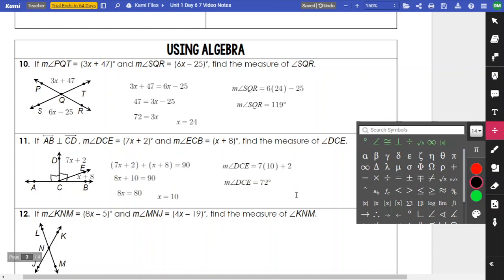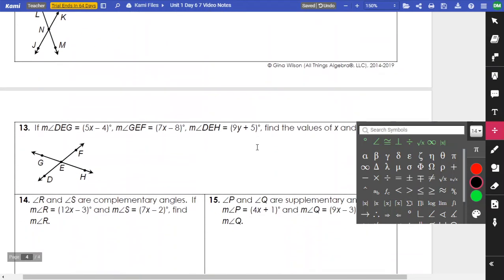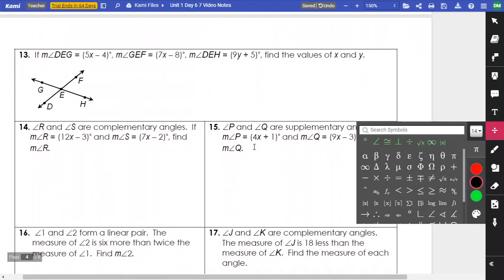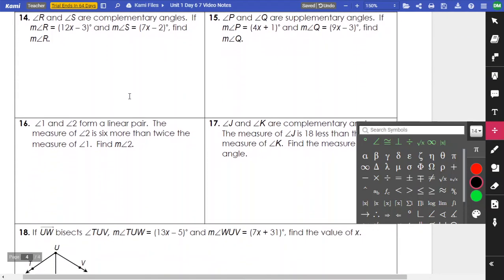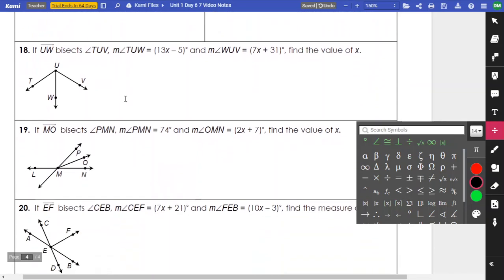All right, let's do one more. Let's go down here. 13 is a good one, but I'll leave that one for you. I want to go down here to number 19. We've got a little bit of a complicated diagram. So let's see what we can figure out.